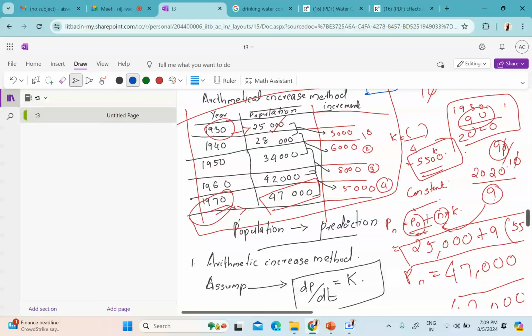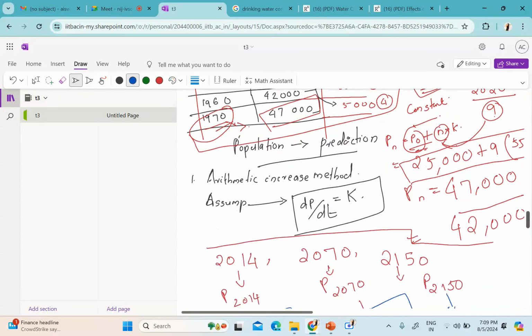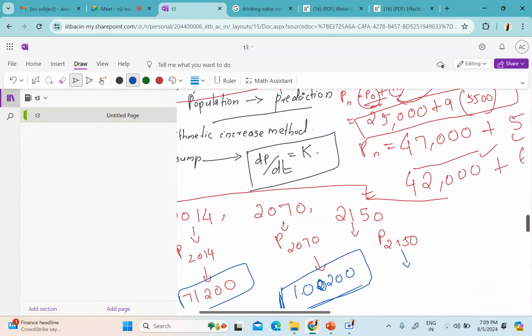So here, why we are dividing by 10 is we are converting the number of years into decades. Whatever number of years you calculate, like 20, 30, 40 years, you divide it by 10 and convert it into number of decades. 1,46,000. Okay.